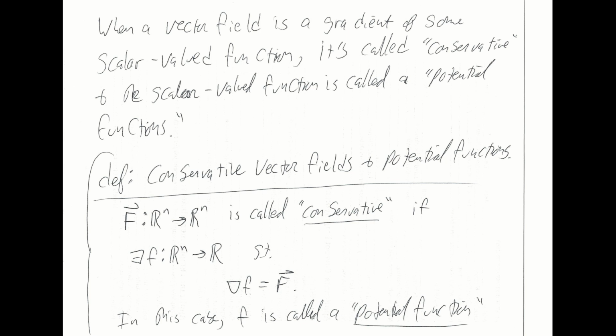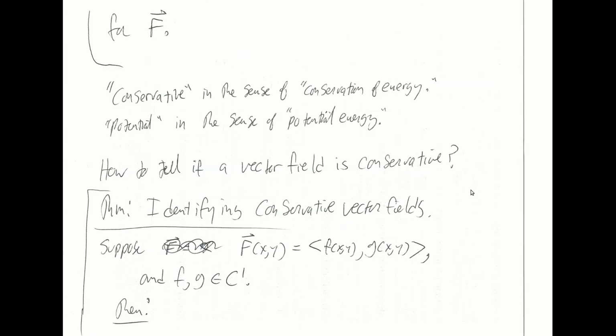So we're going to define those formally now, conservative vector fields and potential functions. If you have some big F mapping Rn to Rn, so it is a vector field on Rn, we call it conservative if there exists a scalar valued function of Rn such that the gradient of little f equals big F. So you already have a vector field, big F, in hand. If it turns out to be the gradient of some scalar valued function of n real variables, then we call it a conservative vector field. And in that case, we call little f a potential function for big F.